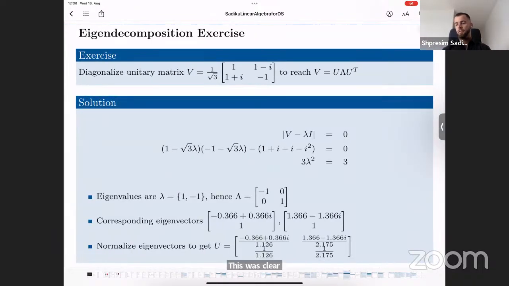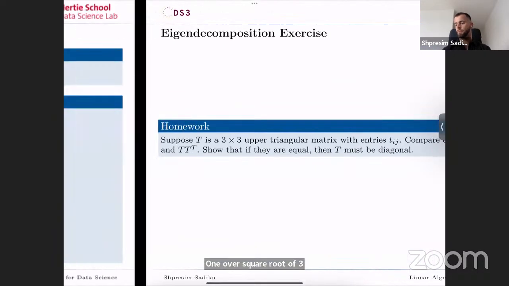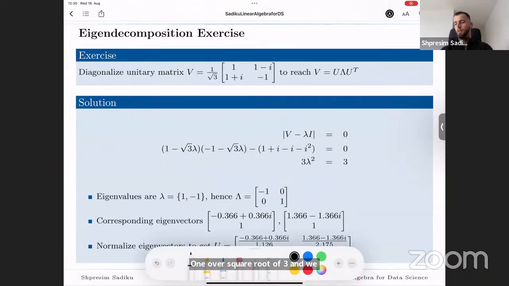And then we have another eigendecomposition exercise. We want to diagonalize the unitary matrix V, 1 over square root of 3, and now we have complex numbers. And we want to reach this equation that we had from the lecture.